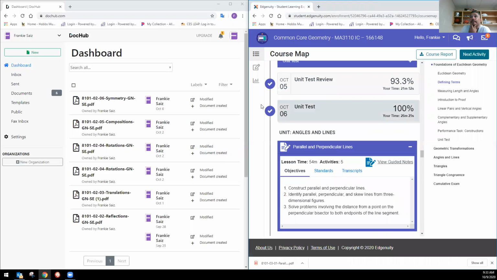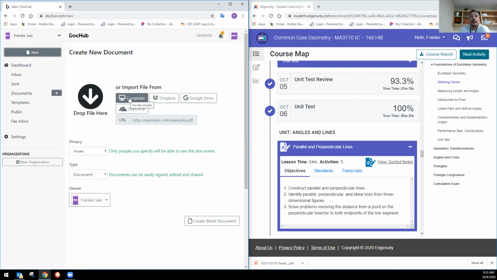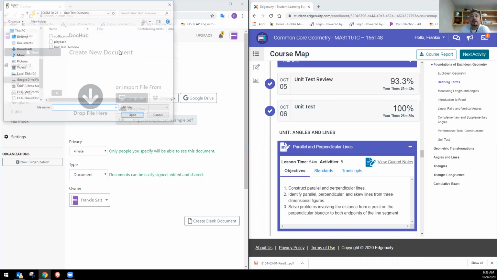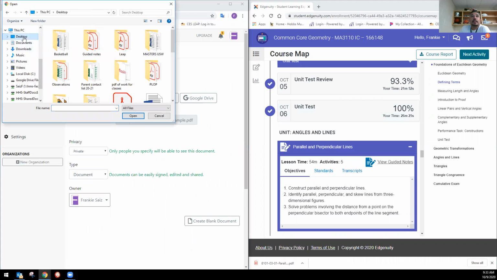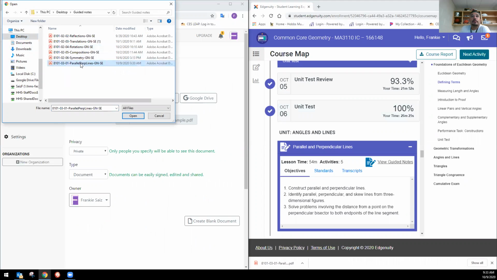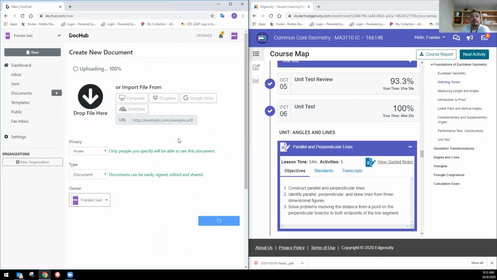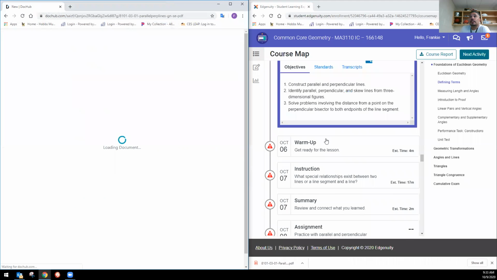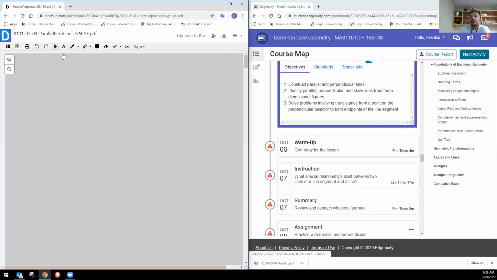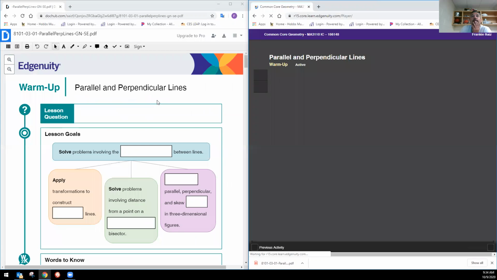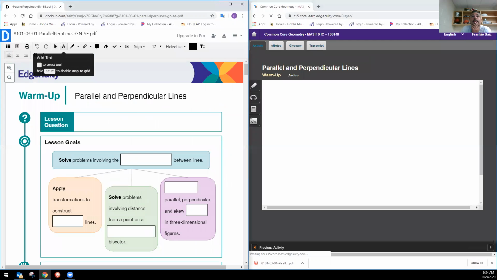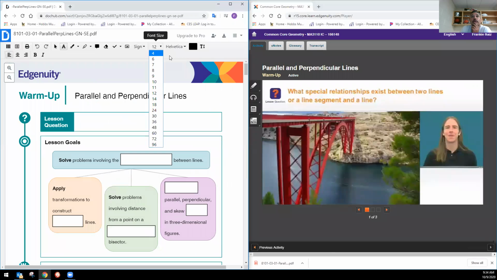Close this out. I'm going to start a new one on my Dochub. I saved it into my guided notes, perpendicular lines. While that's loading, let's click on the warm-up. Get ready to go. I'm going to change the size of my font, maybe to 14.